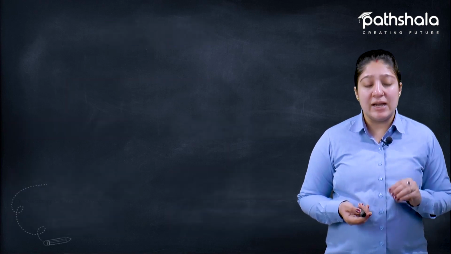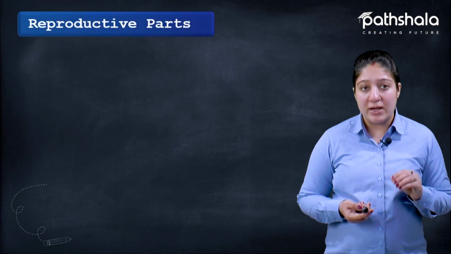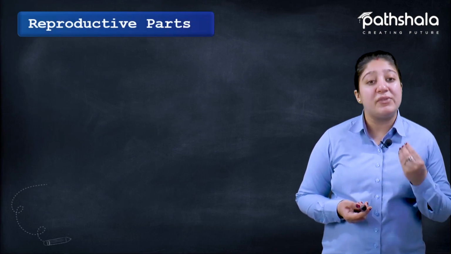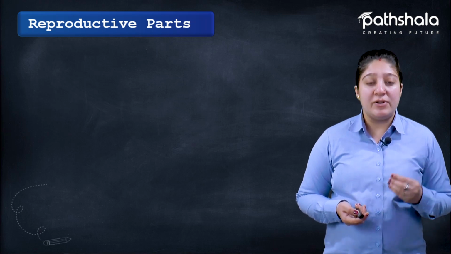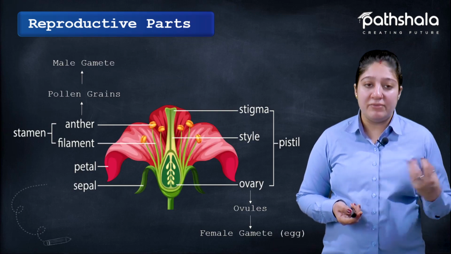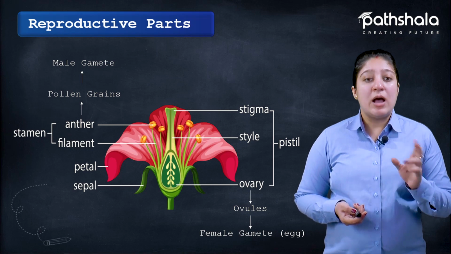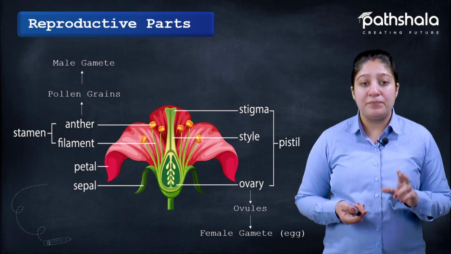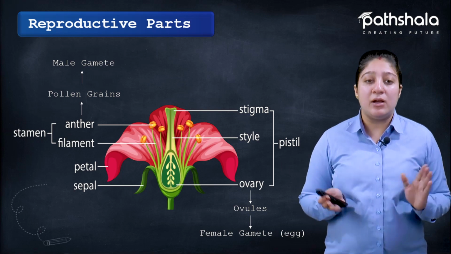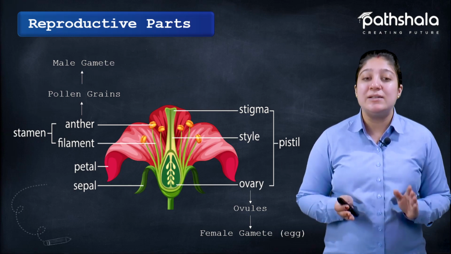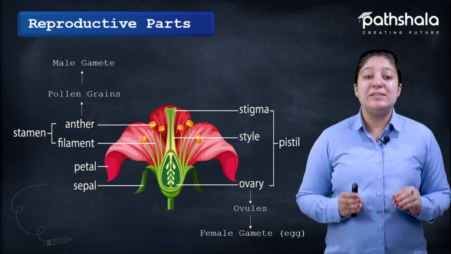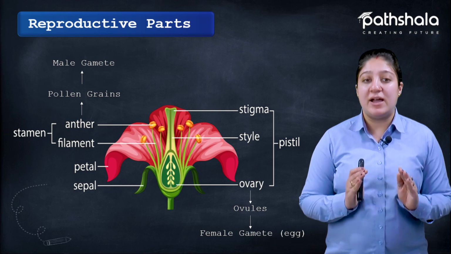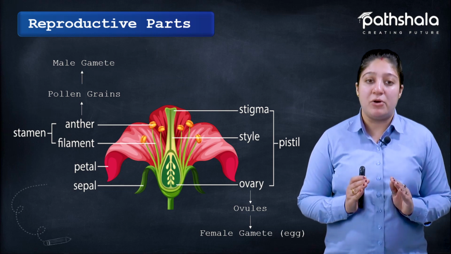Now let's understand the different parts of the flower, how the parts of the flower look, and what the function of each and every part is. First of all, see in this image how the flower looks. Outside it has sepals. Sepals are the green colored part present outside the flower. This is a very important part of the flower. Why? Because it protects the flower when it is in bud form.